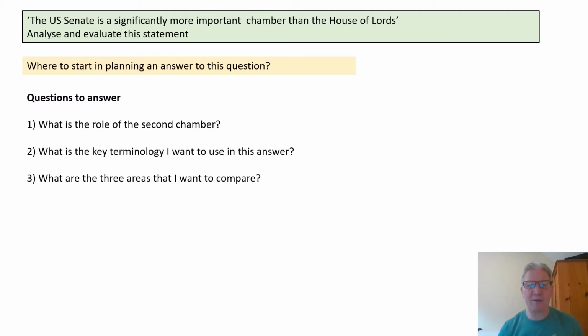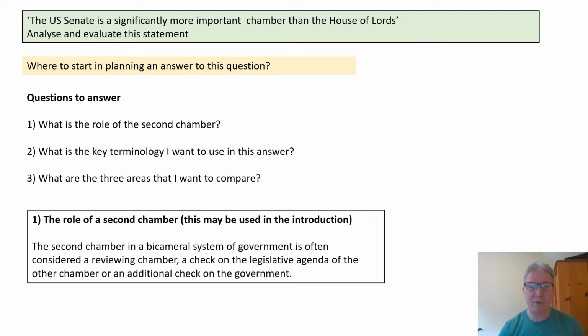Well, when starting to answer the question, you've got to think about what is the role of a second chamber. You've got to think about the key terminology, and again, the three criteria by which you want to compare. So, what's the role of the second chamber? Well, the second chamber is part of a bicameral system, often considered a reviewing chamber, a check on the legislative agenda, or another chamber as a check on the government. So that's the kind of role that it would play.